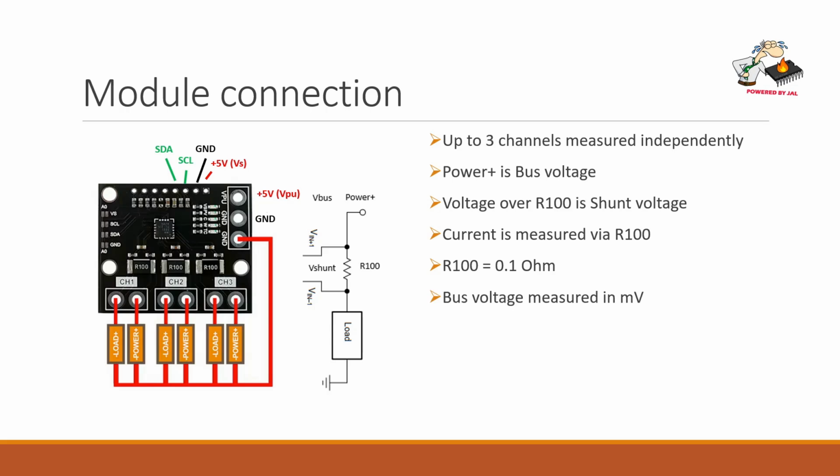The bus voltage is measured in millivolts, and the shunt voltage is measured in microvolts. And if you have the shunt voltage and the shunt resistor, you can calculate the current, which is shunt voltage divided by the resistor value, and this is in microamps.